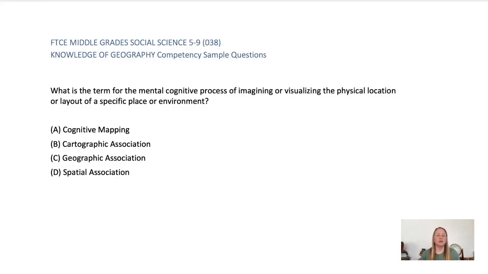Or D, spatial association. B, cartographic association is incorrect. This refers to map making or reading. C, geographic association is incorrect. This is a general term and doesn't specifically describe mental mapping. D, spatial association is incorrect. This describes how things are connected in space, not how we mentally picture them. The correct answer is A, cognitive mapping. It refers to the mental process used to acquire, code, store, recall, and decode information about relative locations and attributes of phenomena in one's everyday spatial environment.